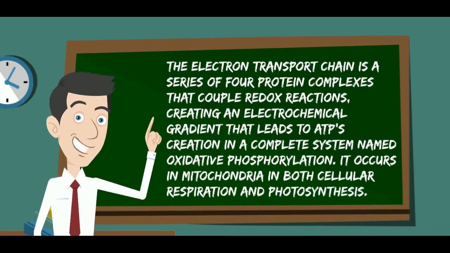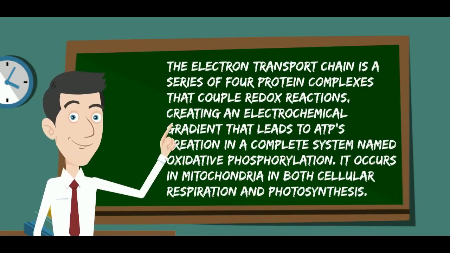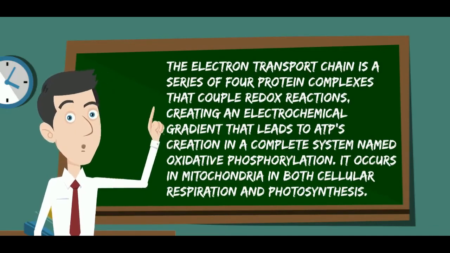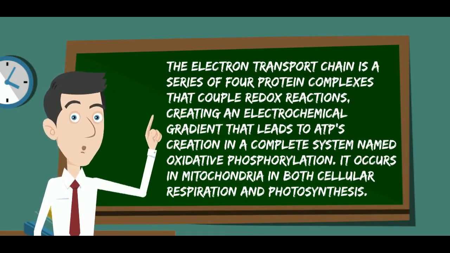The electron transport chain is a series of 4 protein complexes that couple redox reactions, creating an electrochemical gradient that leads to ATP's creation in a complete system named oxidative phosphorylation. It occurs in mitochondria in both cellular respiration and photosynthesis.